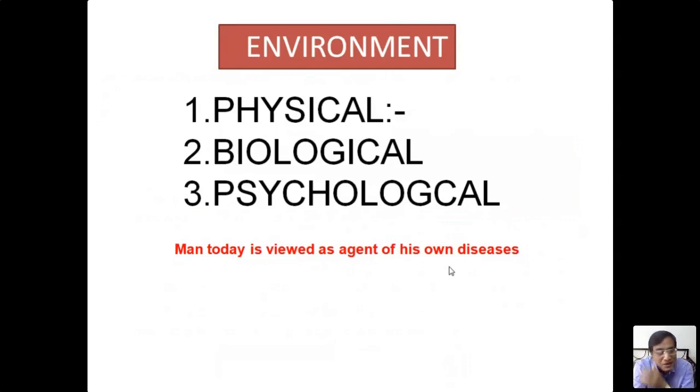The physical environment, you know, the pollution, is a very important thing today for suffering from so many diseases, because of pollution by way of air pollution, water pollution, noise pollution. The physical influences are continually affecting the body. They are also factors which modify our susceptibility, modifying our constitution by different types of influence. Biological influences are also, as you already discussed, related to it, and psychological also. Man today is viewed as an agent of his own diseases.